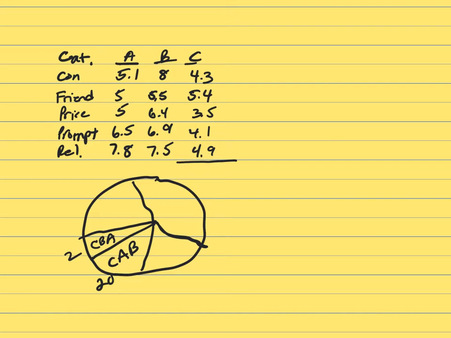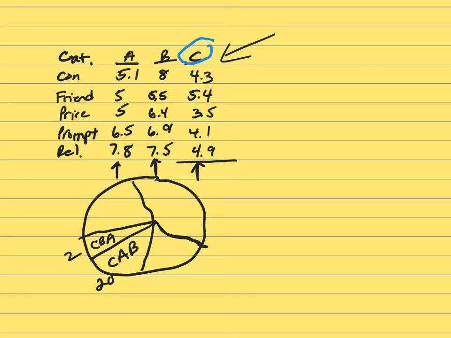The problem says the sum of the 5 average ratings, which came from this chart, was calculated for each of the 3 airlines. The airline with the least sum was ranked first. Well, if you look at these 3 columns, which one is obviously going to have the least sum? It's going to be C.